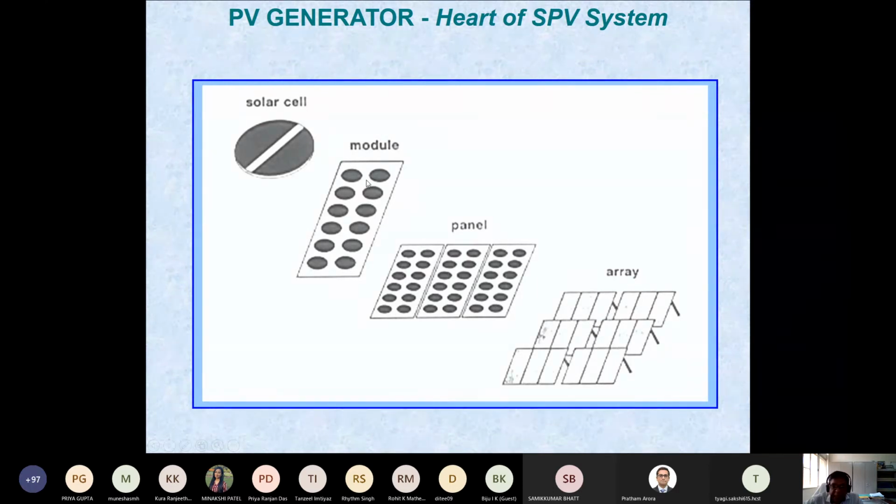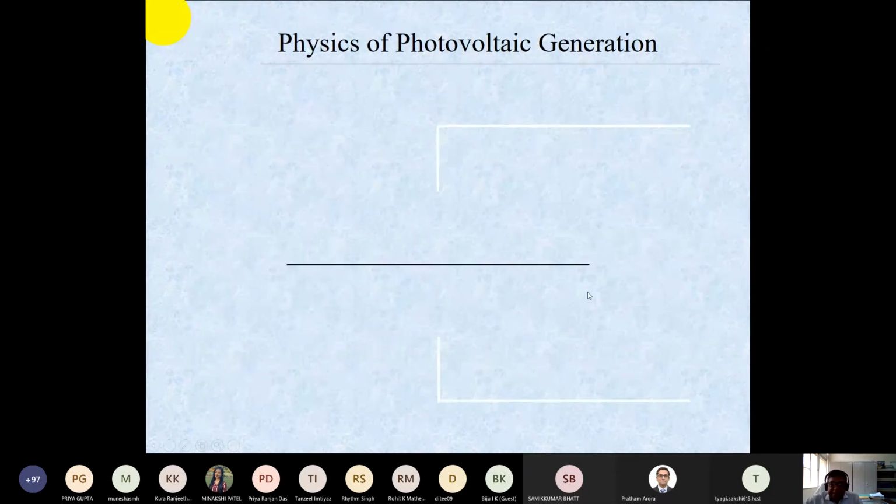Suppose I buy a number of modules. I cannot buy the cell and assemble this; I can buy the number of modules and then assemble them to make the panels. The combination of panels will depend upon the other power electronics or power conditioning units, say the rating of the inverter. But the terminology is: PV cell, module, panel, or array.